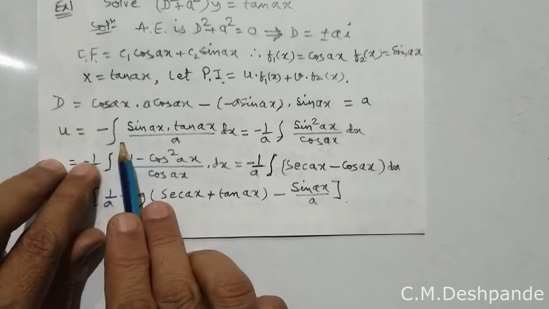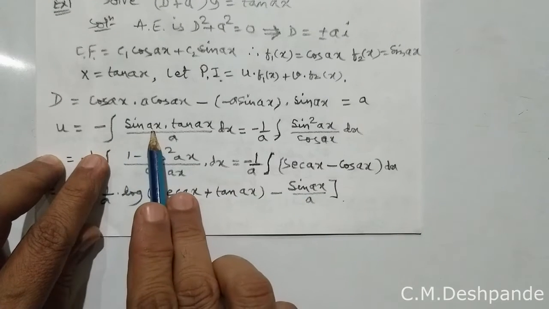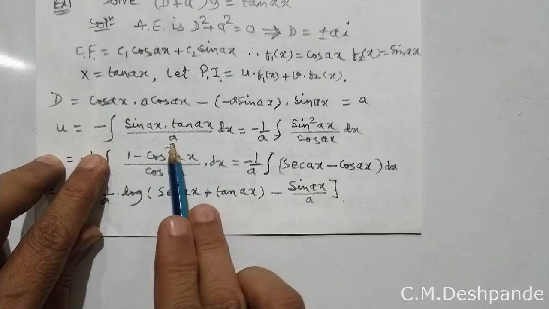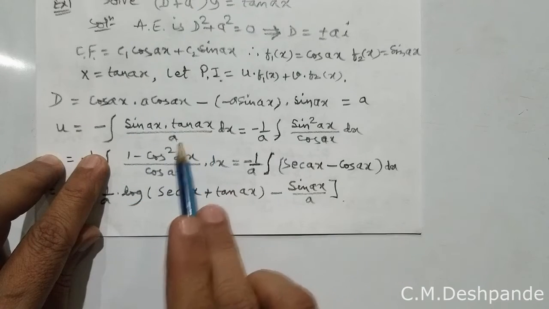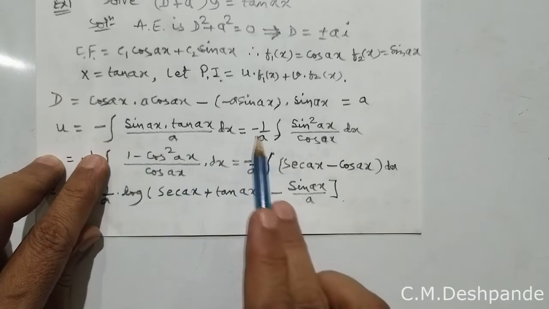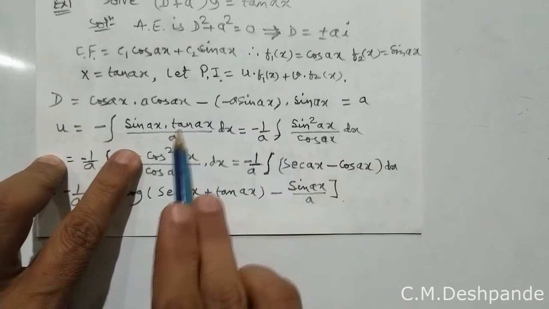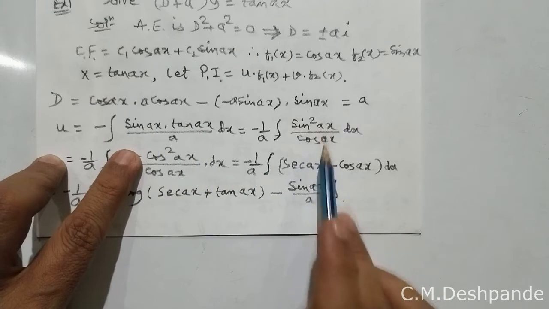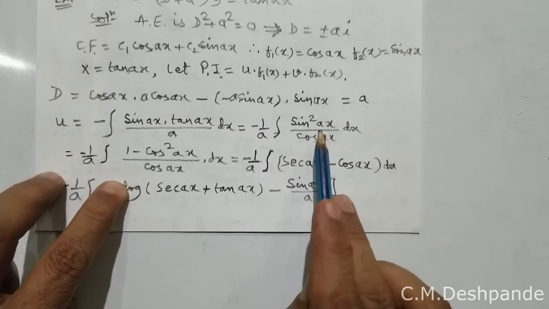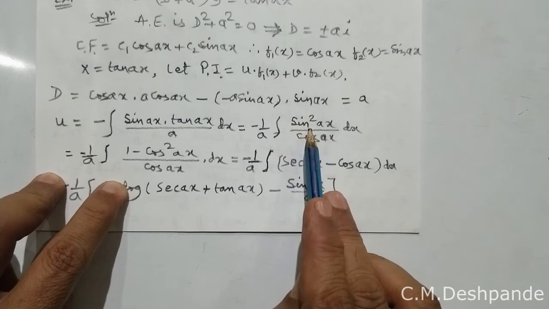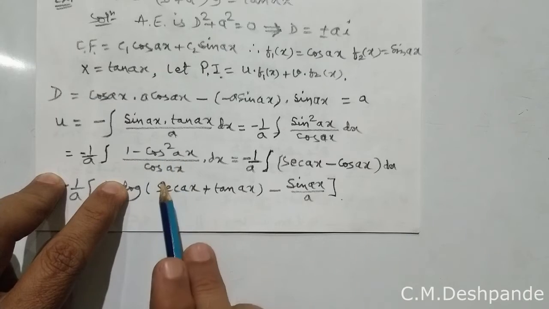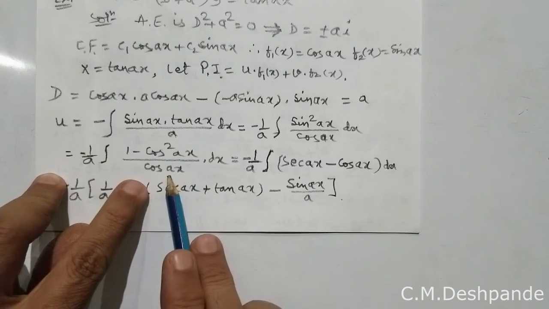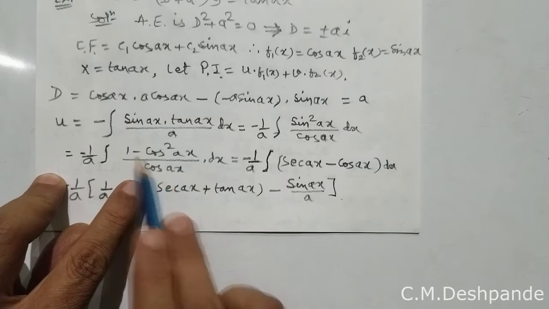Now obtain the value of u by the first formula: minus integration of f2 of x, that is sin of ax, into capital X upon the denominator, sin of ax into tan of ax upon a. Take a out of the integration: minus 1 by a, integration of, now this tan is replaced by sin upon cos, then sin into sin becomes sin square upon cos of ax. To find this integration, replace sin square by 1 minus cos square, so 1 minus cos square of ax upon cos of ax. Outside the integration, minus 1 by a as it is. Now divide by cos of ax and separate the two terms.